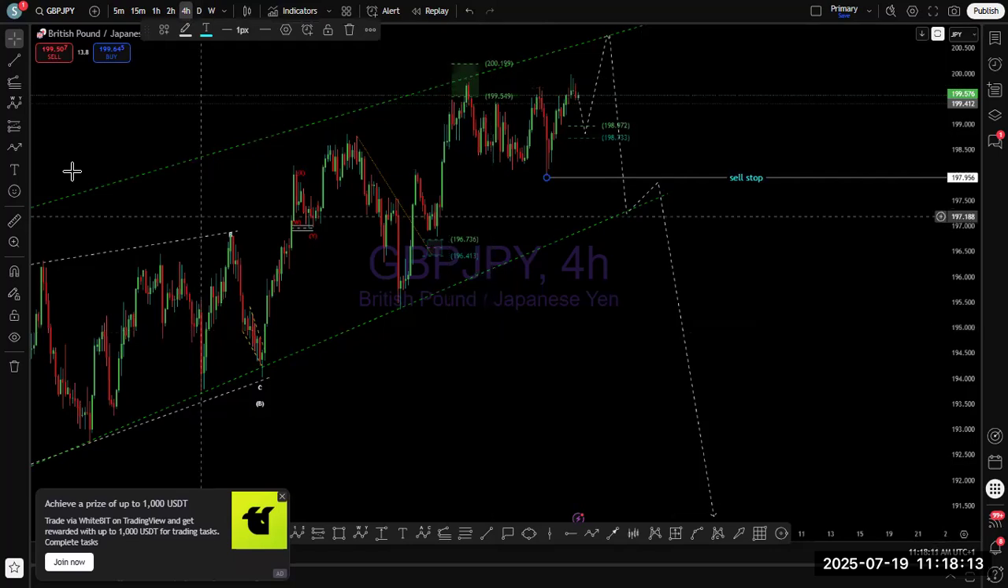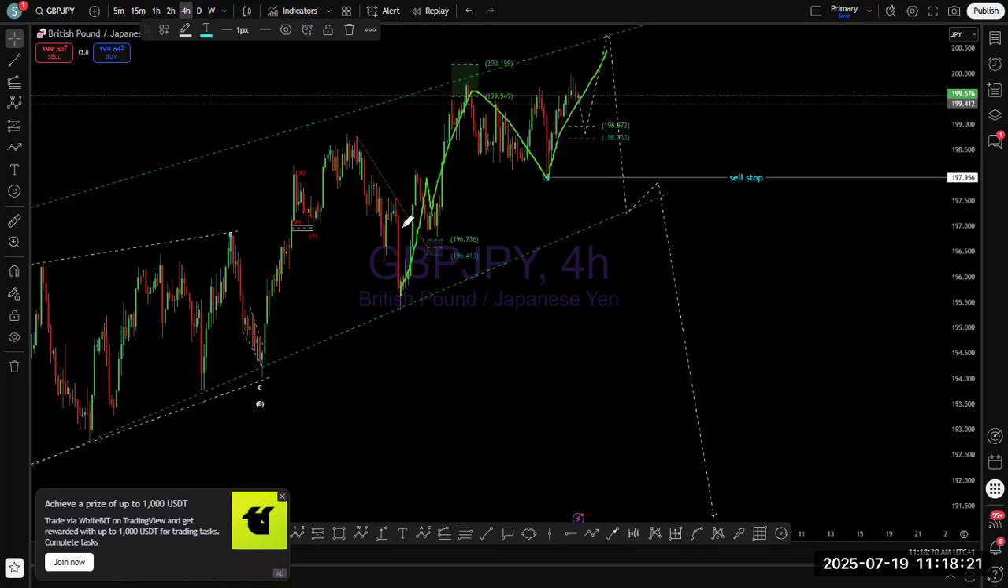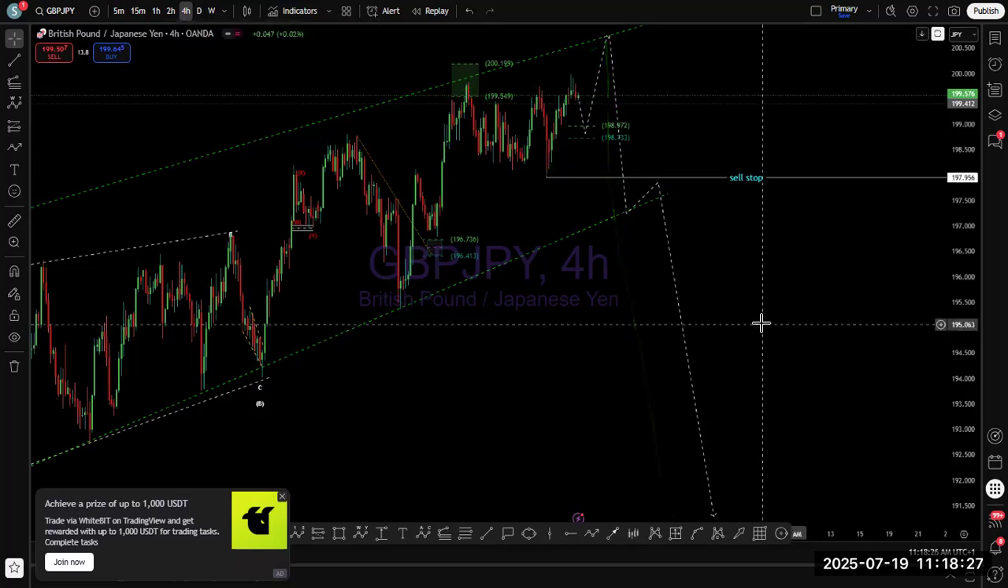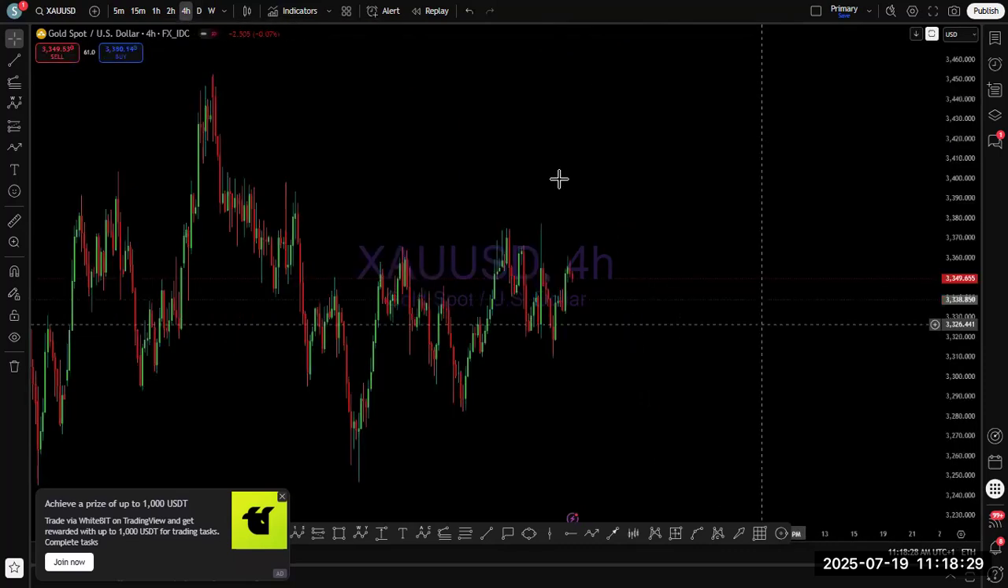Meanwhile, it looks like an ending diagonal. You can see wave 1, wave 2, wave 3, wave 4. So wave 5 is what we are looking for. In that case, it will be an ending diagonal, as you can see. Then it will begin to drop. Okay, so let's go to gold.